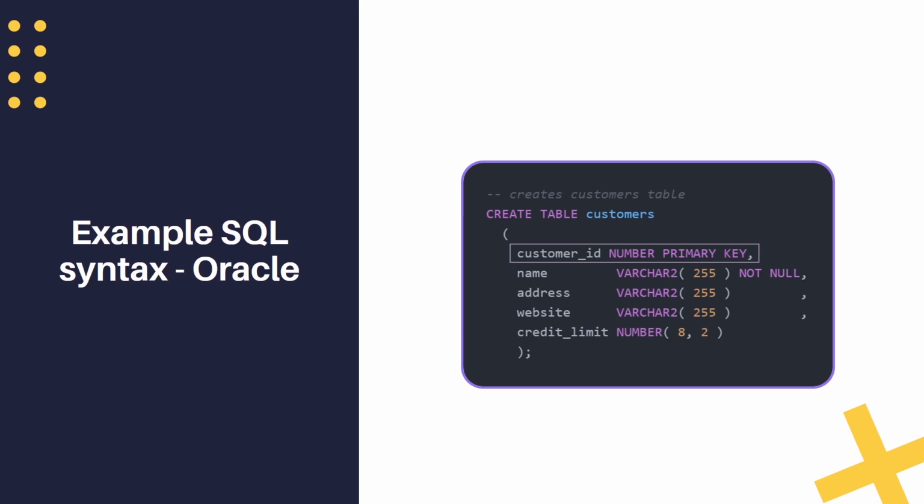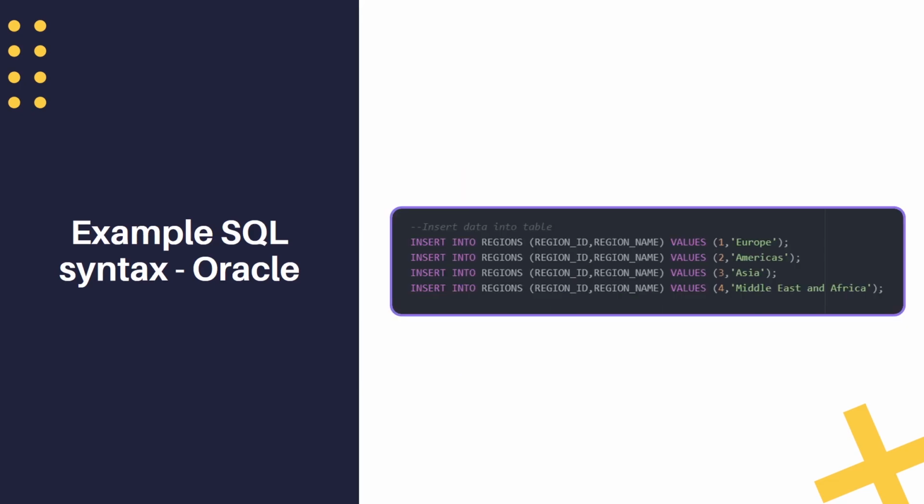For this example, we have customer ID, which is a data type of number with a unique constraint of a primary key. Followed by that, we also have additional columns with various data types. In this case, varchar2 as well as number. Varchar2 is the standard for creating strings inside of SQL databases. Notice that we have other column names, including name, address, website, and credit limit.